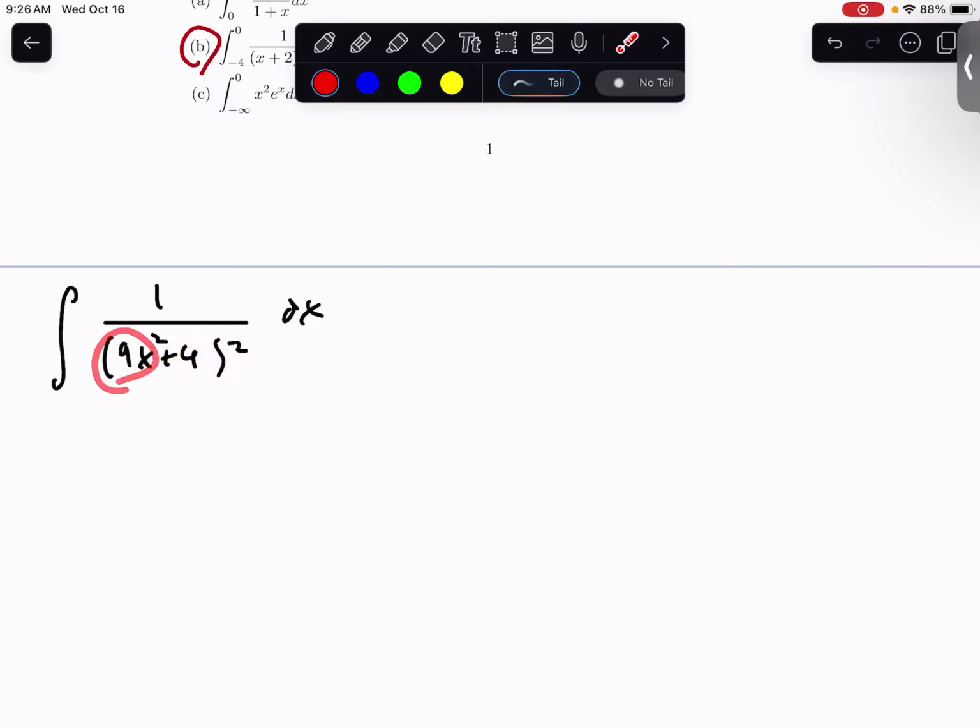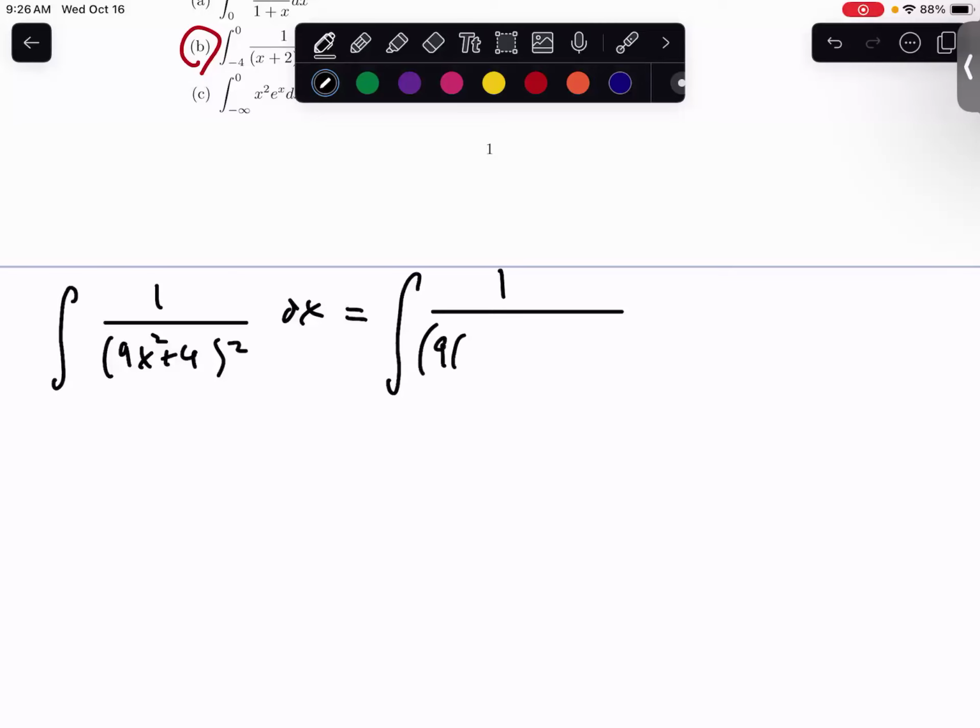We don't want this 9 being multiplied by it. So before even determining what x is going to be equal to, we're going to factor out this 9. So this is really going to be 1 over 9 times x squared plus 4 over 9. And then all of this is going to be squared.